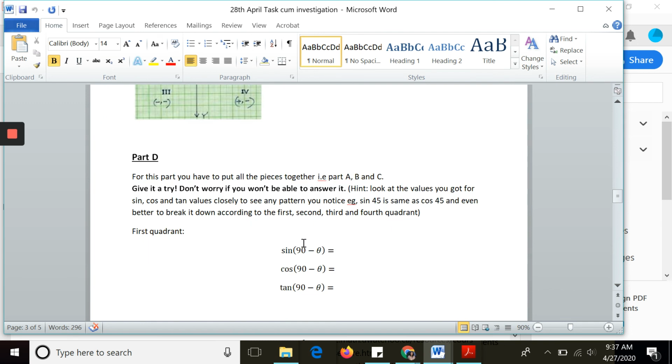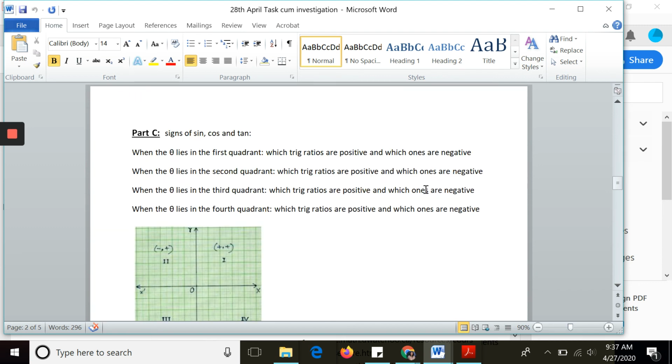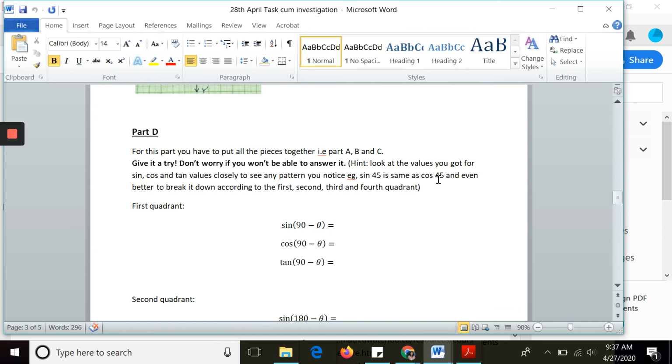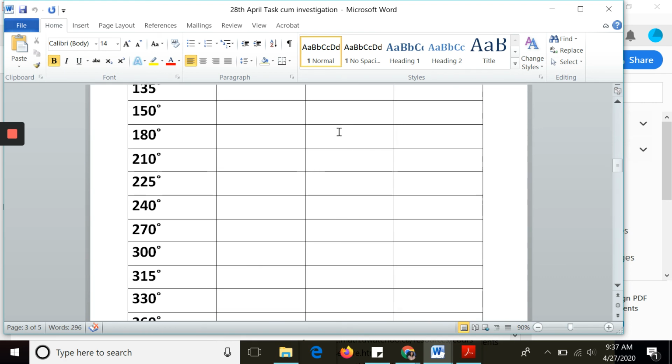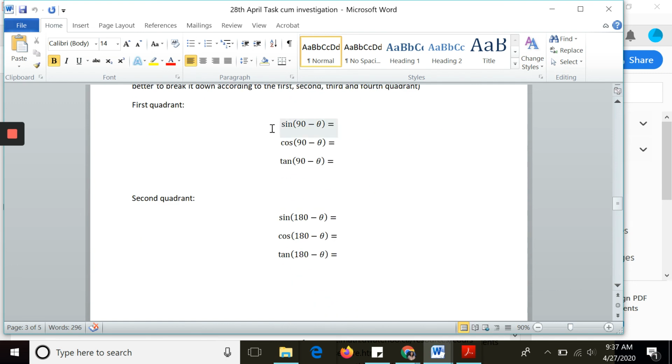Then I want you to find out what sine of 90 minus theta is. This is a generalization, but before you do that, I strongly recommend you go back to your table and see what you notice. Do you see any kind of pattern here? For example, I gave you a hint that sine 45 is the same as cos 45. Go back and see what else you can find from the table, and even better, if you can do something with respect to the first quadrant.